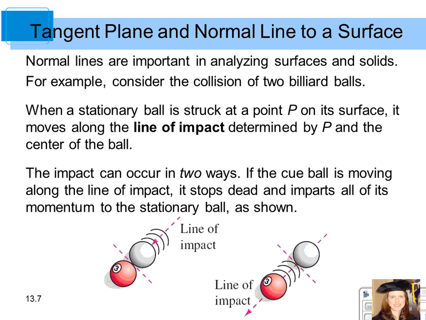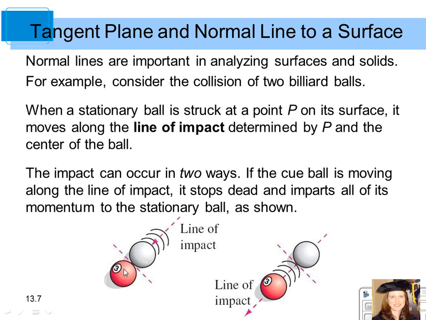Tangent plane and normal line to a surface. Normal lines are important in analyzing surfaces and solids. For example, consider the collision of 2 billiard balls. When a stationary ball, that's the red one, is struck at a point P on its surface, it moves along the line of impact determined by P, the point, and the center of the ball.